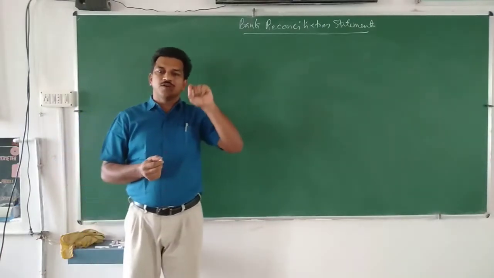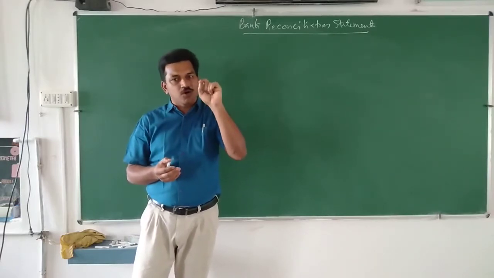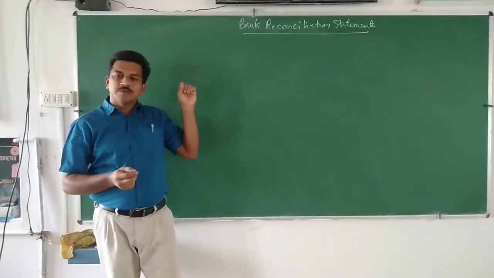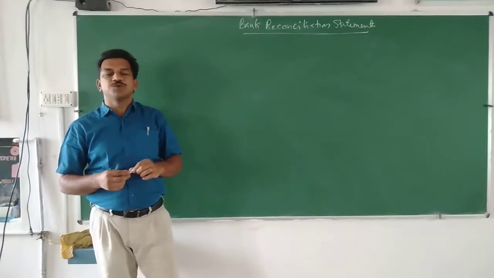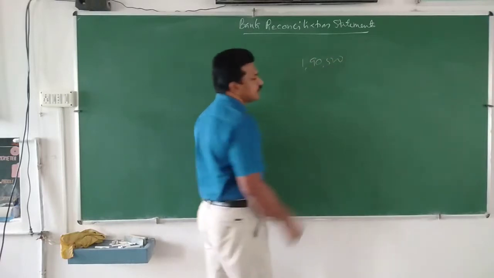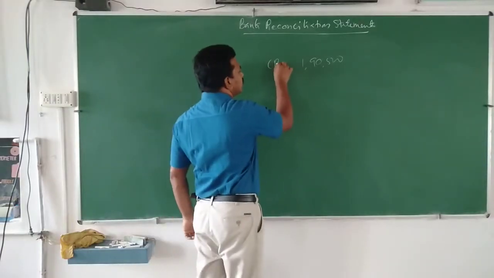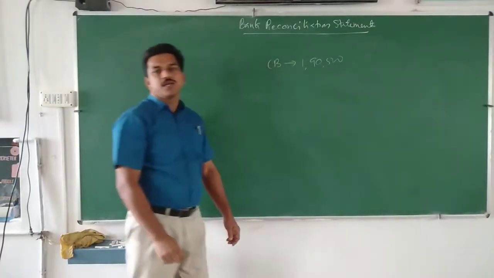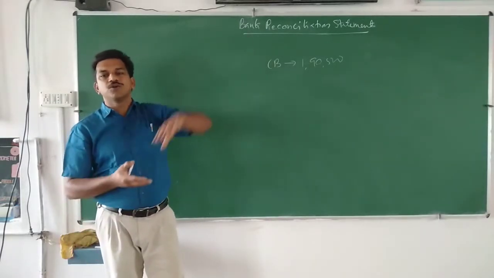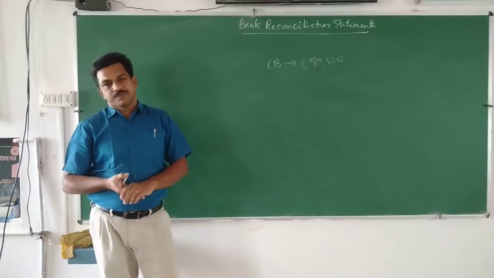Suppose on a particular day, you have checked the bank column of your cash book, which shows 1,90,500. Cash book means the bank column of your cash book. We have studied the double column cash book, and in the double column cash book, your bank balance shows 1,90,500.